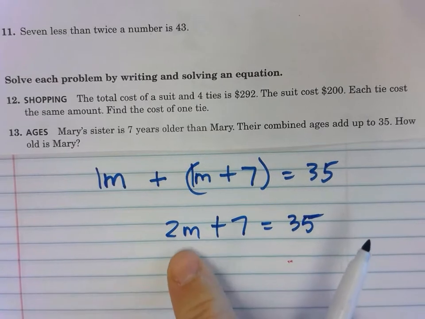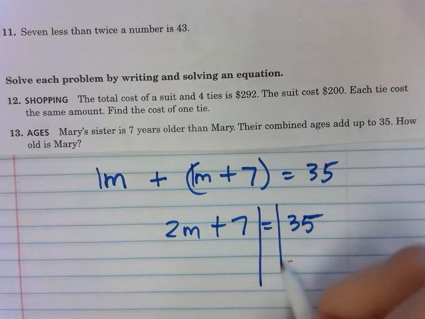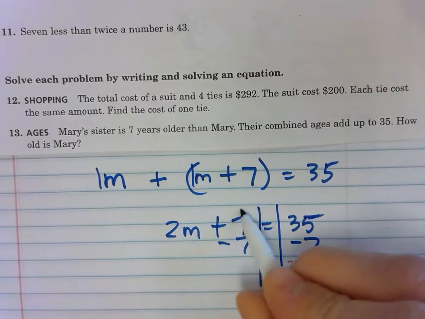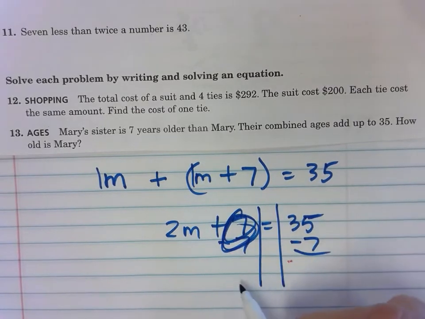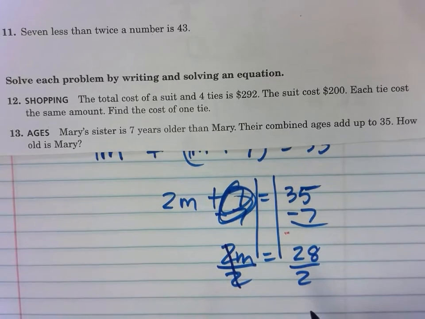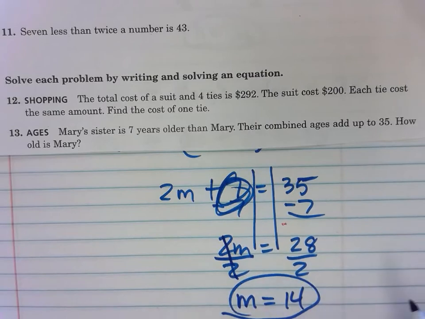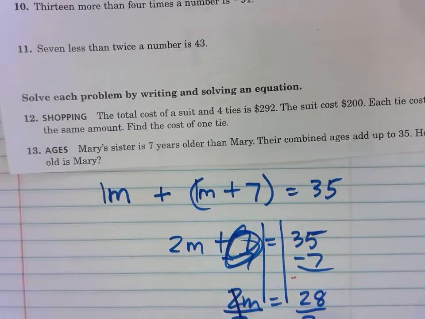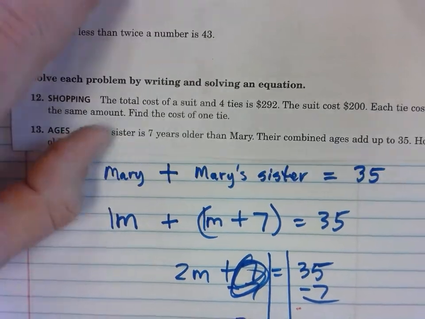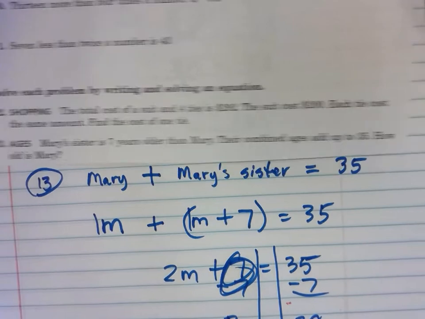Alright, now, simple problem, right? Got to get rid of the 7 because that's the constant. What's 35 minus 7? That would be 28. And then, of course, you divide by 2. And, of course, that means that M is 14. Now, M is for which person? Well, if we look back up here, M was for Mary. So that means Mary is 14.